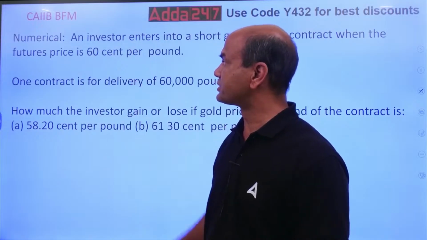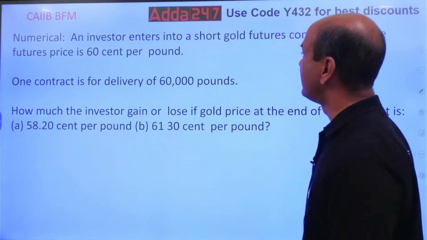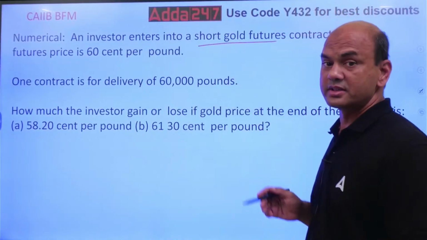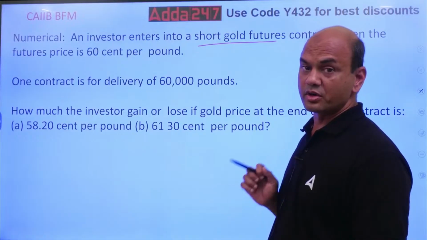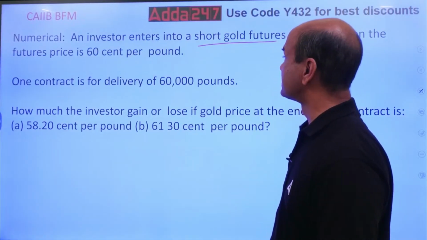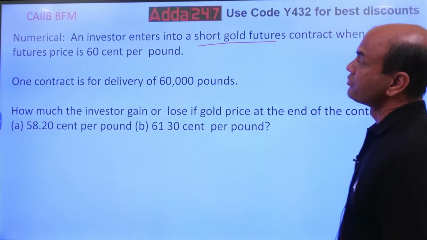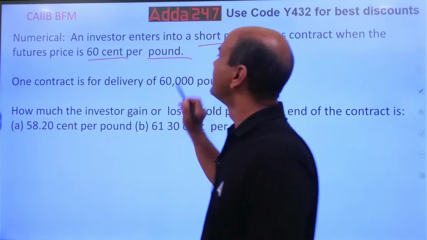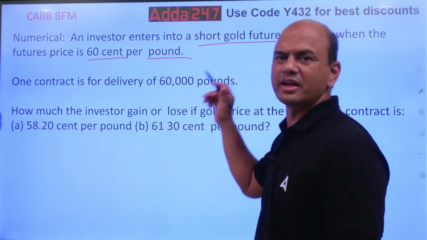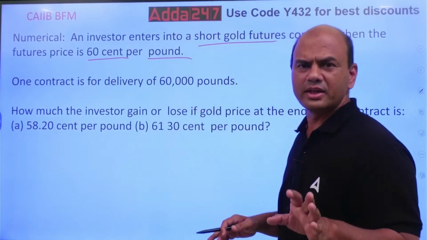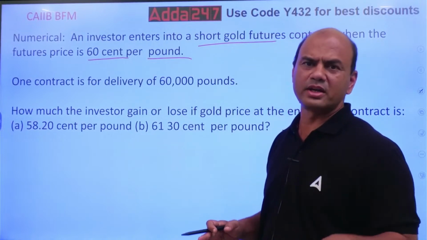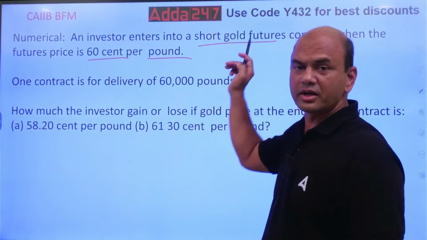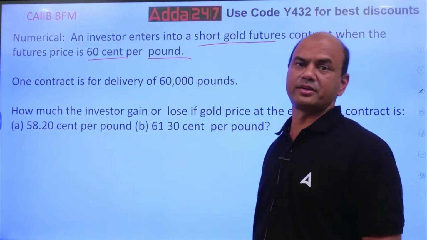See this, first one. An investor enters into a short gold futures. Understand this word, short. I have taken this many times. Short means short gold futures. The commodity is mentioned as gold, but you can take it as dollar also. It can be gold, dollar, stocks, anything. So the commodity is not important. The transaction is important.